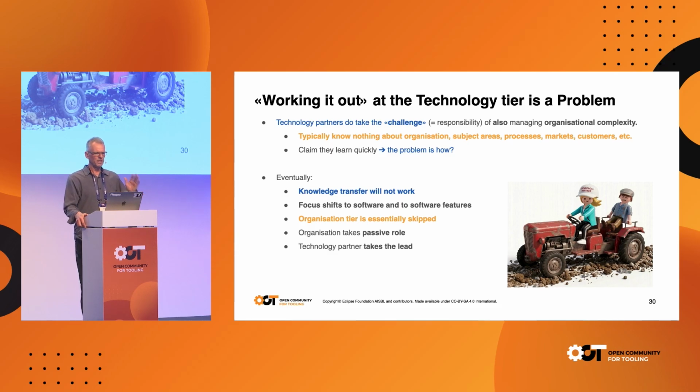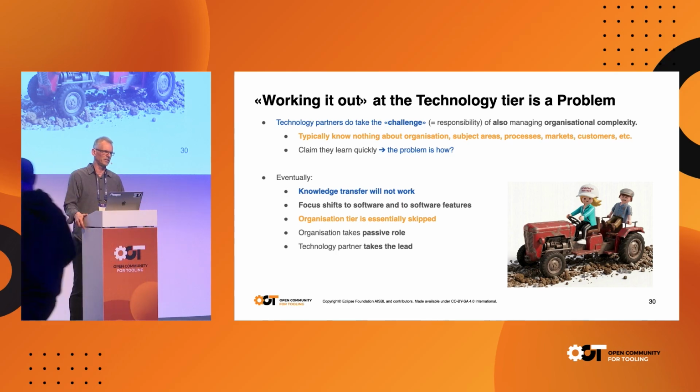We have smart people, they learn so quickly, you will be amazed. The problem is how? The knowledge transfer eventually will not work. And that's because the domain experts who are supposed to transfer the knowledge, they cannot provide this conceptual clarity at the organization tier. That would have been the result from the conception, from that business concept phase that we saw earlier.